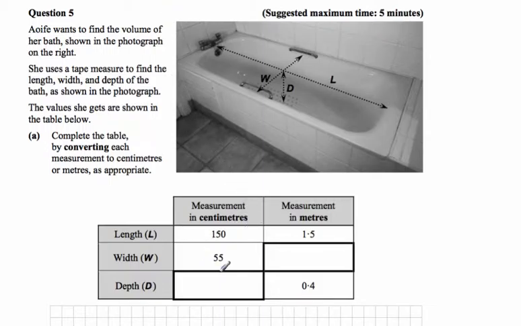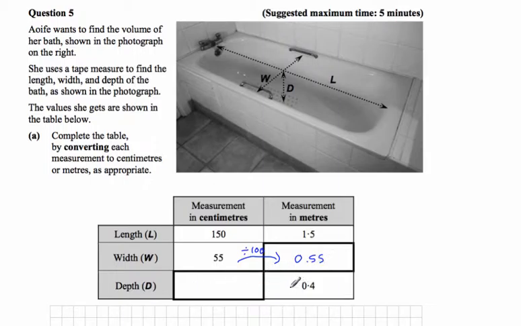Okay, so if we look at our table here, the length is done for us in both centimetres and metres. The width, we're given it in centimetres and we need to know it in metres. Well, to convert from centimetres to metres, the conversion is you divide by 100. So you should know that. 55 divided by 100, and that gives us 0.55.